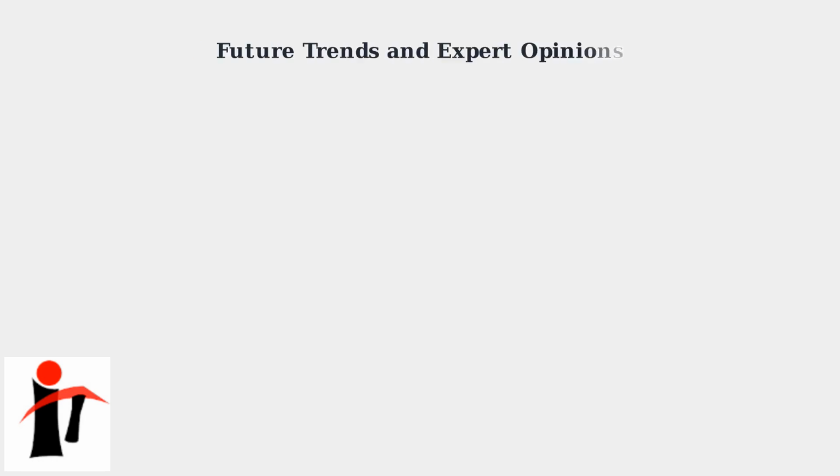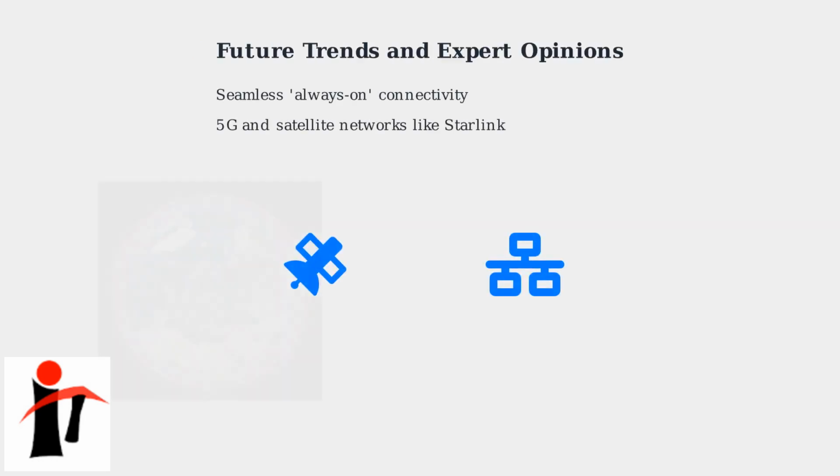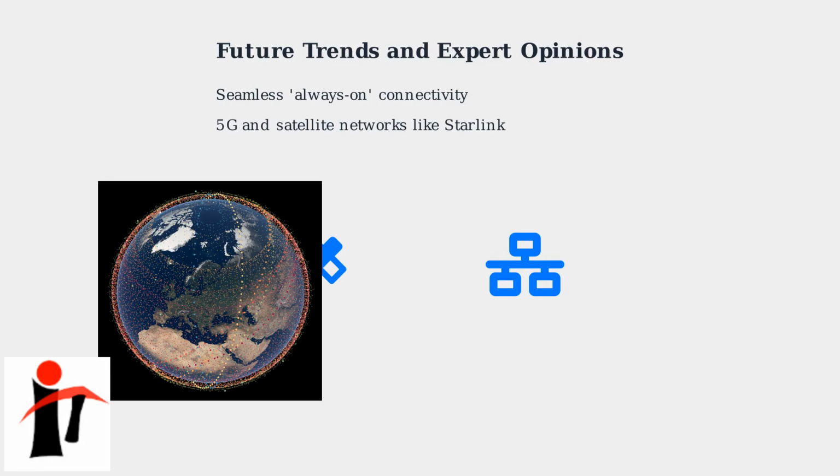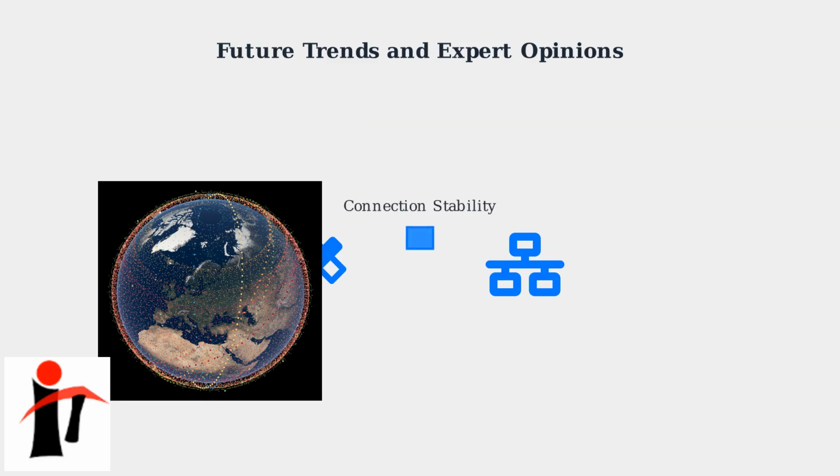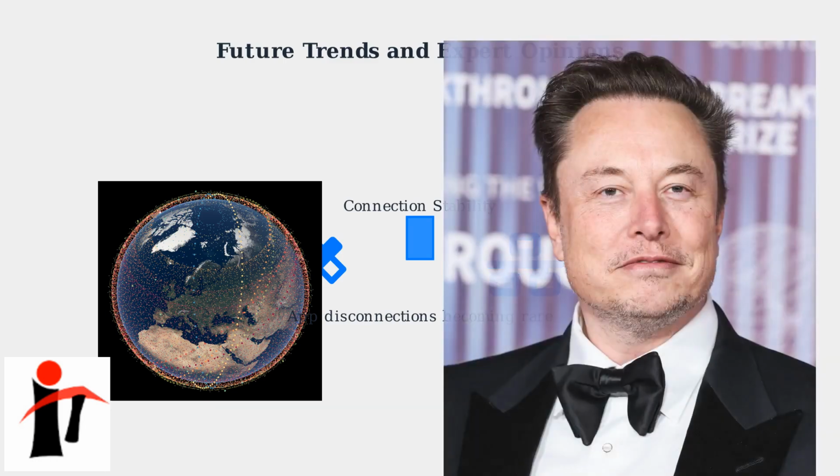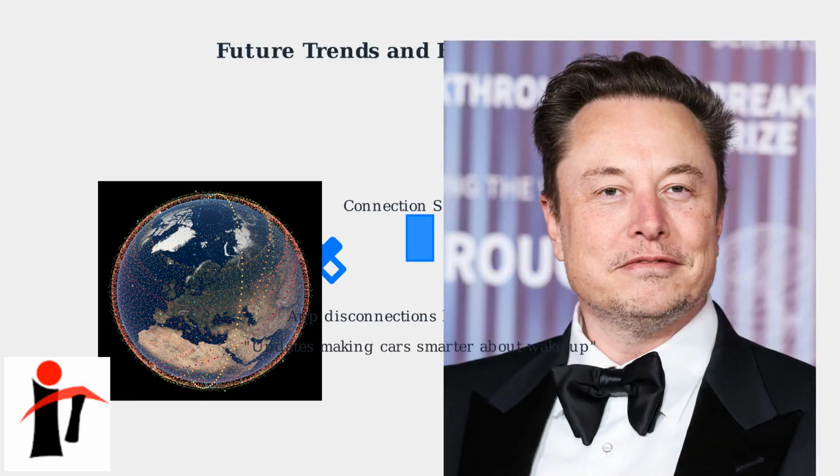The future looks promising, with Tesla aiming for seamless always-on connectivity, potentially leveraging 5G and satellite networks like Starlink. Experts predict that app disconnections will become rare as Tesla's technology evolves, incorporating AI-driven fixes and predictive diagnostics. Elon Musk has stated that updates are making cars smarter about when to wake up, addressing past issues rooted in early energy-saving designs.